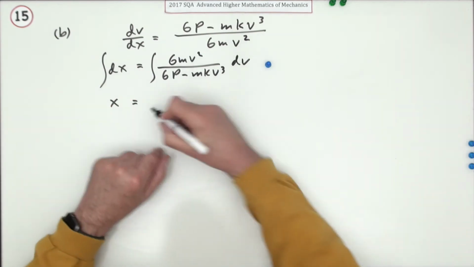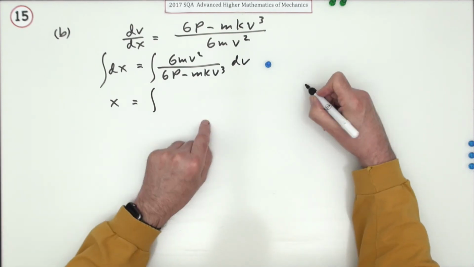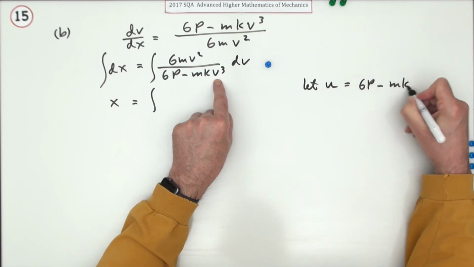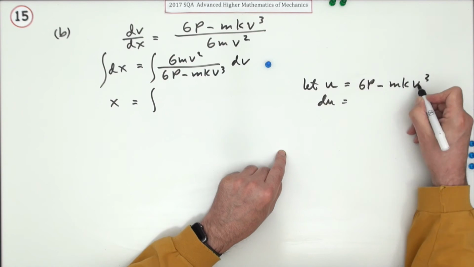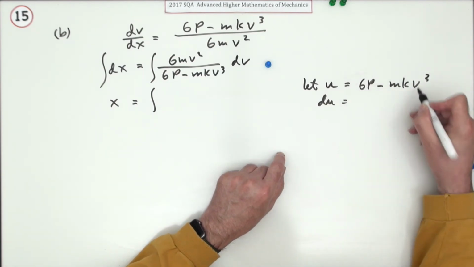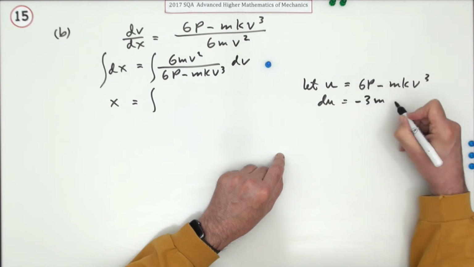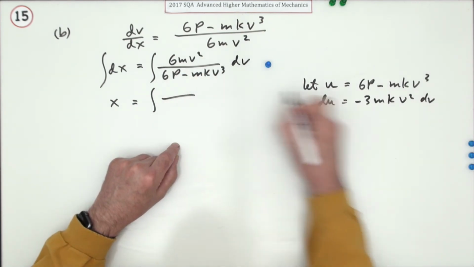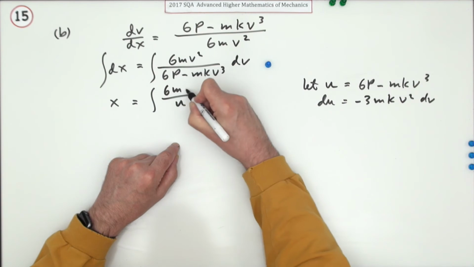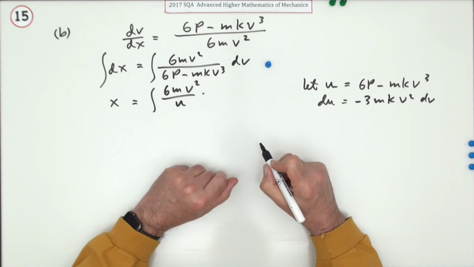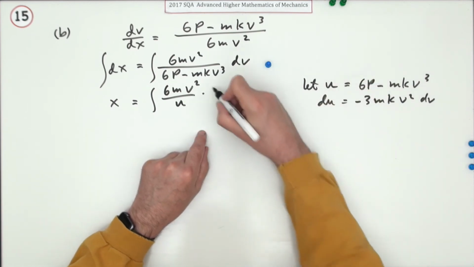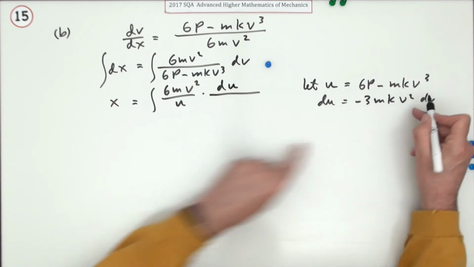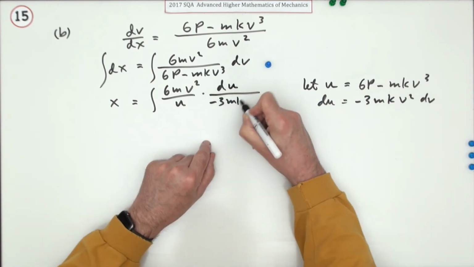If you don't, then you'd have to carry out a substitution. Let u equal this big clumsy bundle, 6p minus mkv cubed. So du would be, that disappears because it's differentiating with respect to v, negative 3mkv squared dv. Right, so the denominator is replaced with u. The numerator, I'll just put that in just now because hopefully it'll cancel out. If there's any bits left over, I'd have to go back to my substitution, but hopefully it all clears up nicely. So dv would be du divided by negative 3mkv squared.